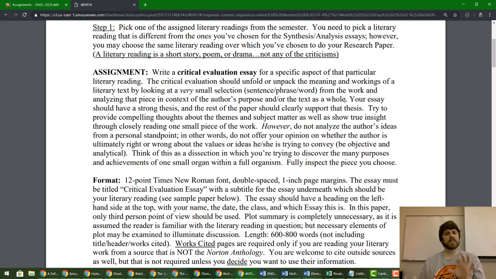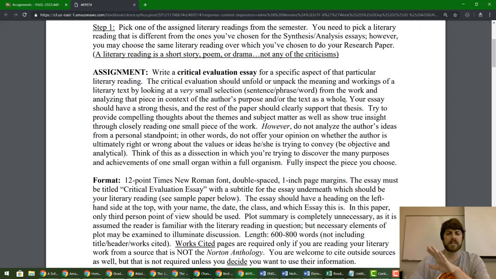So you're basically going to say that this piece is incredibly important to achieving meaning in the poem for the author. And this essay will have a strong thesis, unlike the prior two papers, and the rest of the paper should clearly support that thesis. I want you to try to provide compelling thoughts about the themes and subject matter, as well as show true insight through closely reading one small piece of the work.